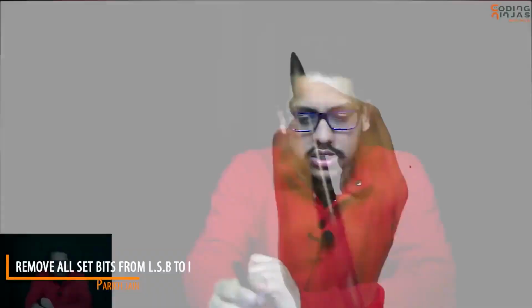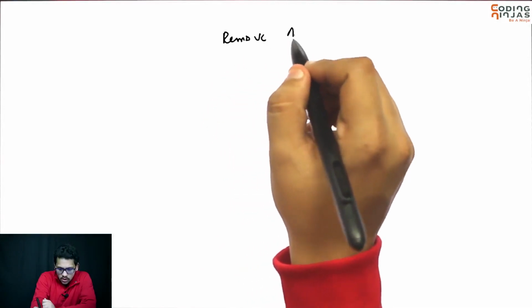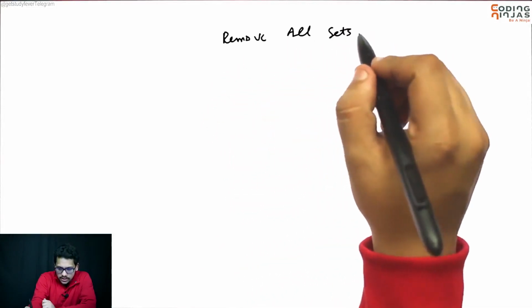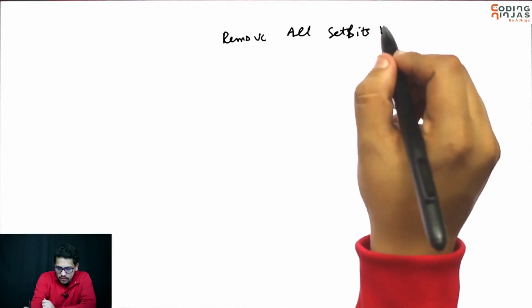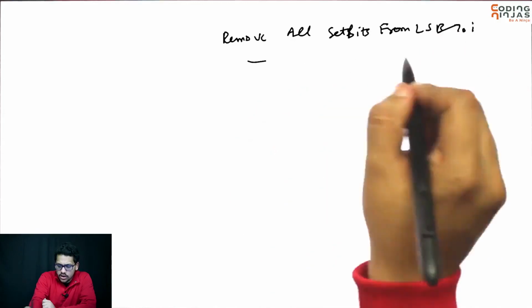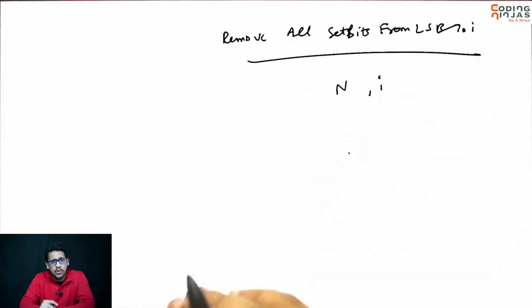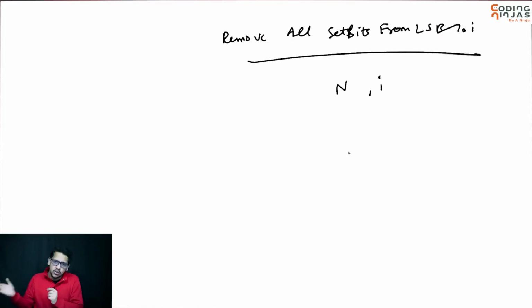Hi, so in this session we are going to discuss another application of bits. So this is remove all set bits from LSB to I. Okay, so the question is you will be given an n and you will be given an I. So you have to remove all the set bits from the least significant bit, which is the rightmost bit, to the ith position.